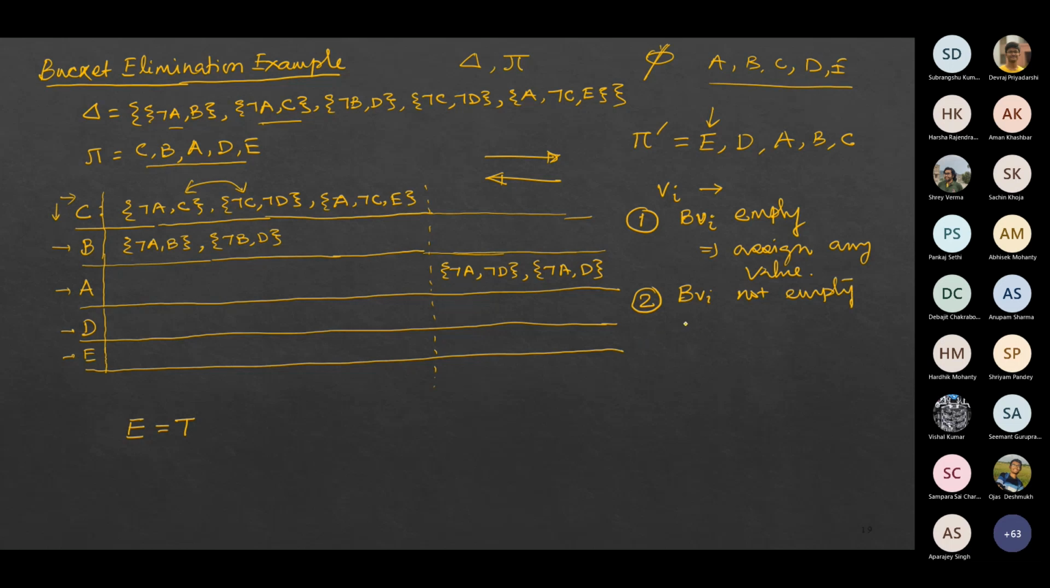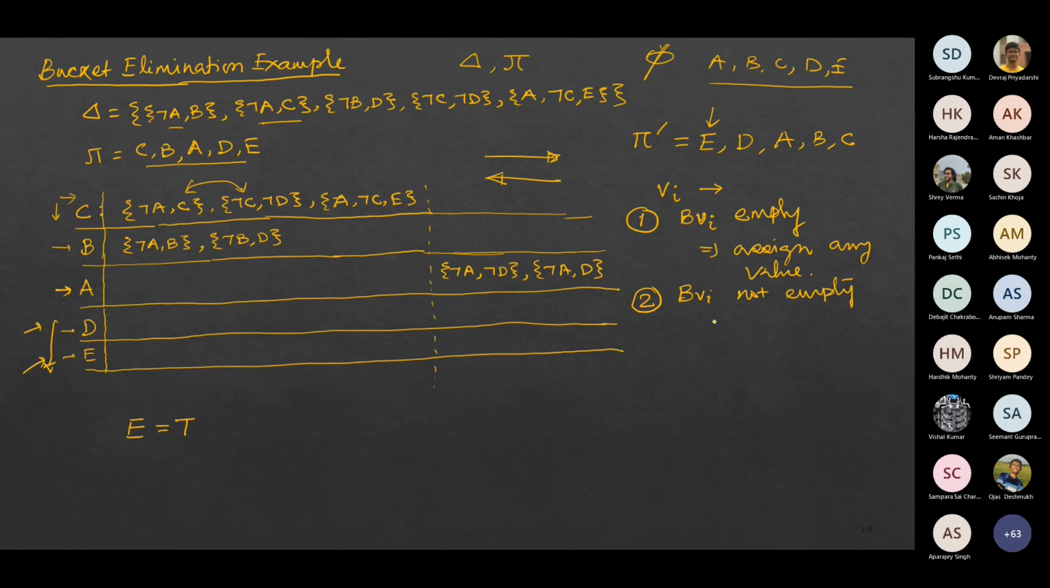so we'll assign a value to Vi in such a way that it respects whatever values we have assigned to the other variables below it. So let's say we are trying to assign a value to A. While we are doing that, we have assigned values to D and E, right? Now we see that A is not empty. As A is not empty, we can assign a value by respecting the assignment that we have made for the variables below, right?